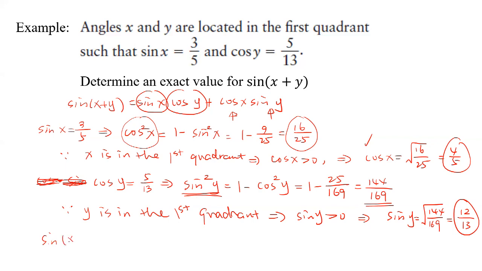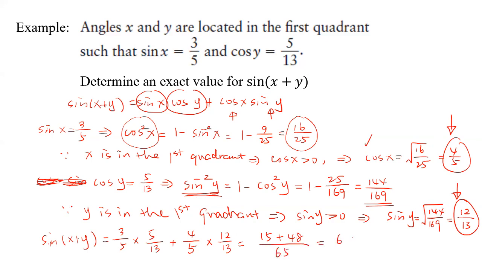Then sine x plus y is simply sine x, which is 3/5, times cosine y, which is 5/13, plus cosine x, which is 4/5, which we have already evaluated here, and then times sine y, which is 12/13, which we have already got here, right? So this is 15 plus 48/65, which is 63/65. And this is our final solution.